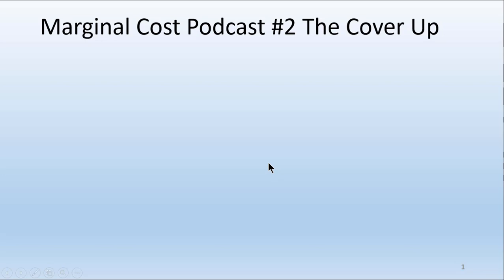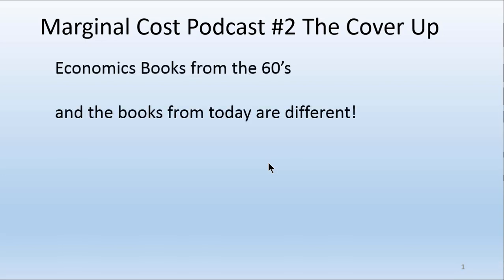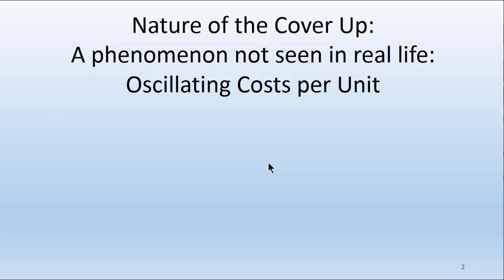Marginal Cost podcast number 2 and the cover-up. What I promised you last time was a discussion about errors that academia knew about and they tried to fix. And the way you can tell they tried to fix something is if you look at the books prior to the early 60s and look at the books today, they are slightly different. What they were trying to do is cover up a phenomenon not seen in real life that I'll refer to as oscillating cost per unit.